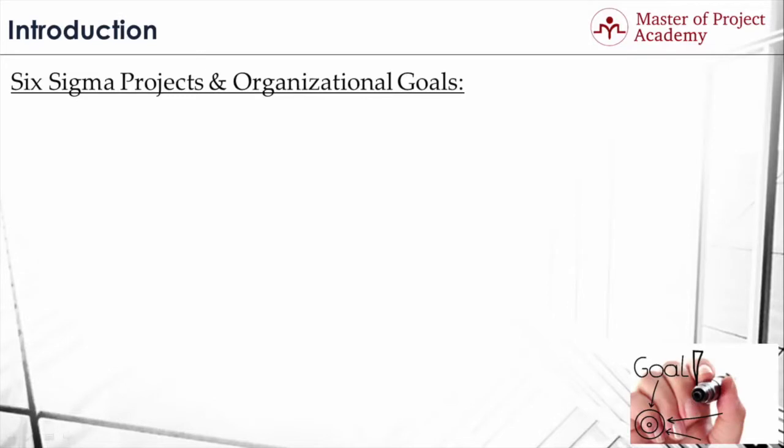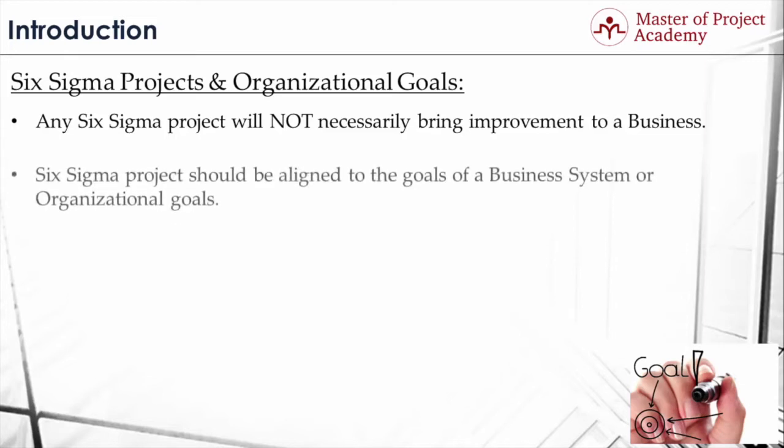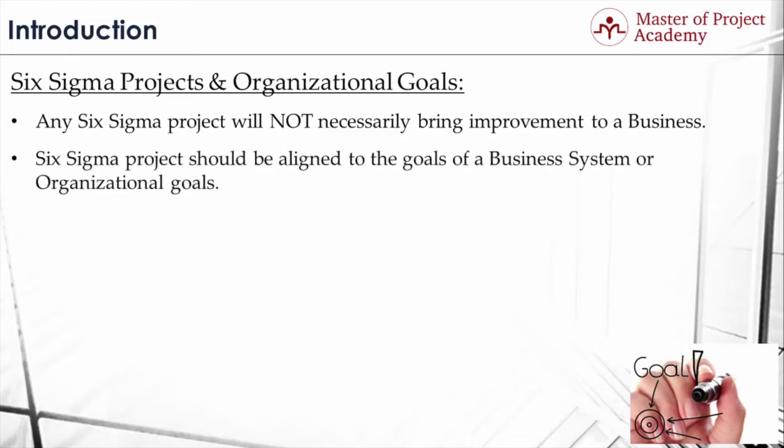Six Sigma projects and organizational goals. In a Six Sigma project, members of an organization are assigned specific roles to play. This highly structured format is necessary in order to implement Six Sigma throughout the organization. Any Six Sigma project will not necessarily bring improvements to a business. Six Sigma projects should be aligned to the goals of a business system or organizational goals. Six Sigma projects must align to the organizational goals, short and long term.